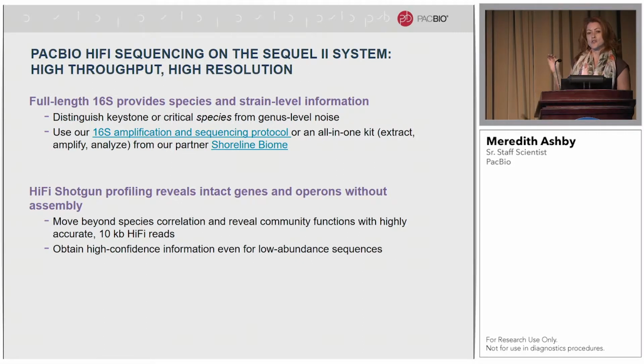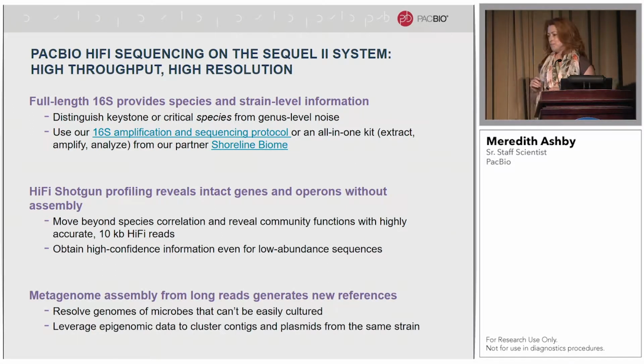Another approach is to use shotgun sequencing. So with shotgun sequencing, you can use HiFi reads to reveal intact genes and whole operons without even having to do assembly, right? And this lets you move beyond just who are the players and answer what are they doing. And the key advantage of HiFi reads is that you can get this information even without doing assembly, and I'll go into that a little bit more in a moment.